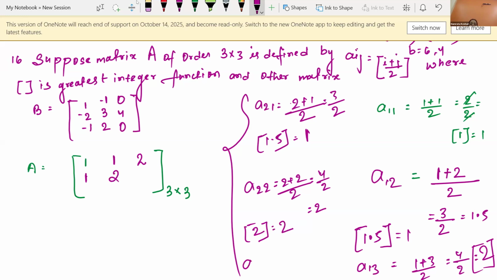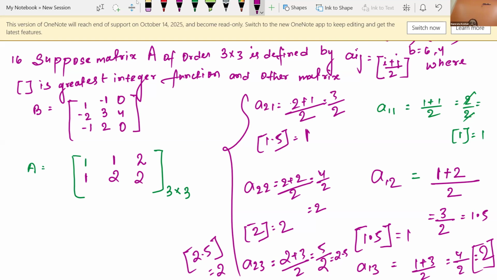And now A23, when we do 2 plus 3 by 2, that is 5 by 2. That means 2.5. And if we find the greatest integer function for 2.5, it will be just 2, right? Yes. Is it clear so far, Miraj? Yes. Okay, I'll drop this rough portion, or if you want to note down, you can note down also.